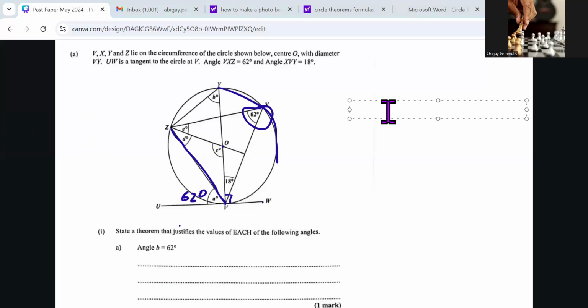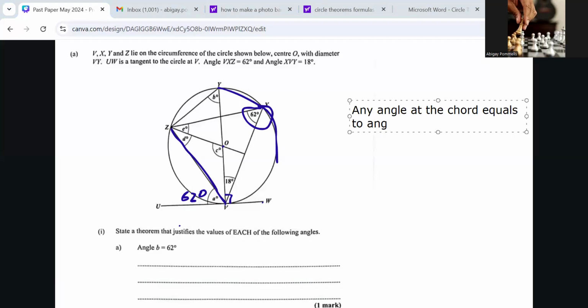So it is any angle at the chord equals to the angle in the opposite or alternate segment. Right, and that is a theorem.